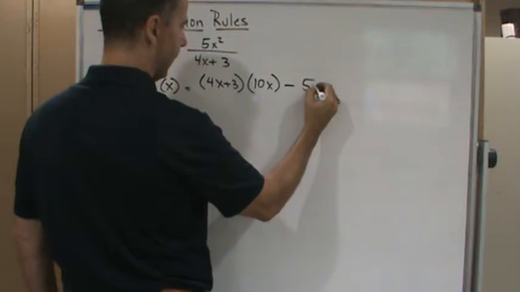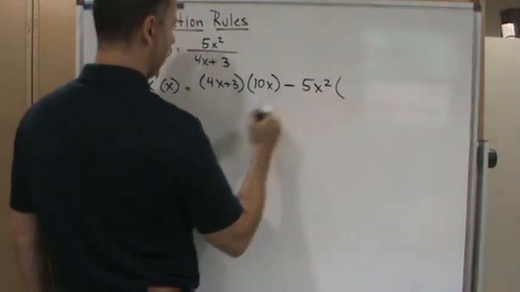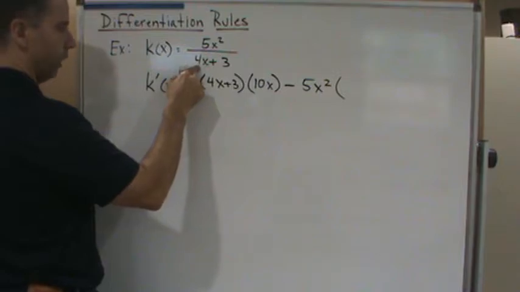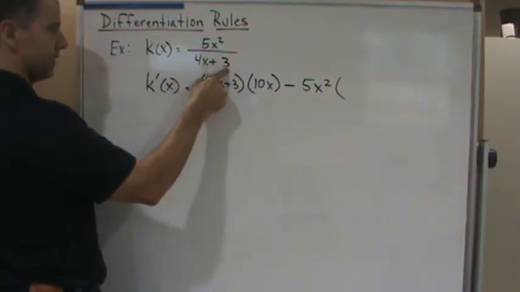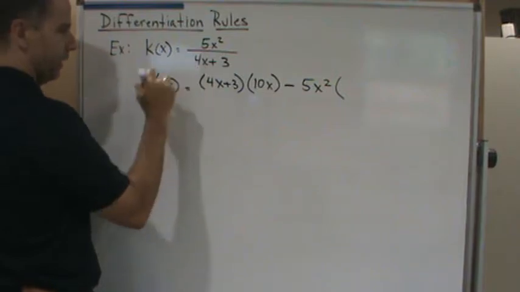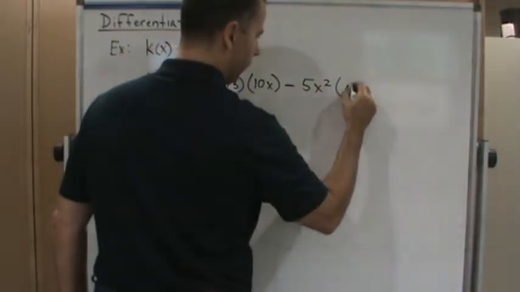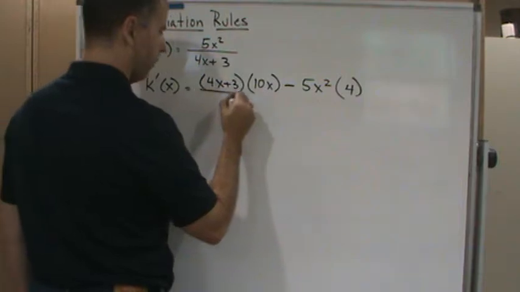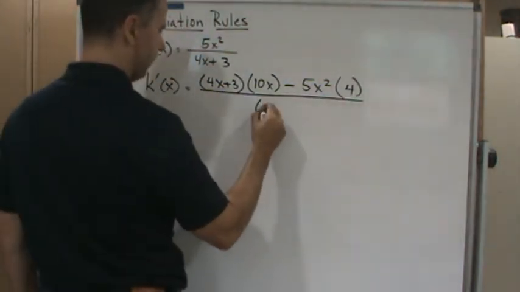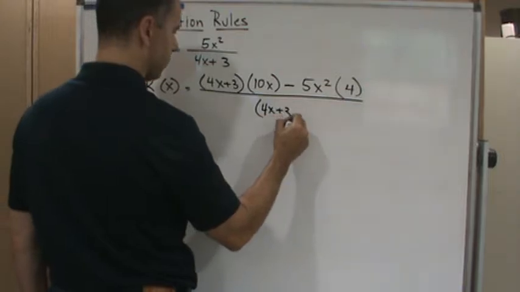So it's going to be high times d low, the derivative of the bottom, which is going to be 4, right? This is a constant, this goes to 0, this is 4x, x goes to 1, and you have just 4. Okay, now it's going to be over low squared, or the bottom squared, so it's going to be 4x plus 3 squared.